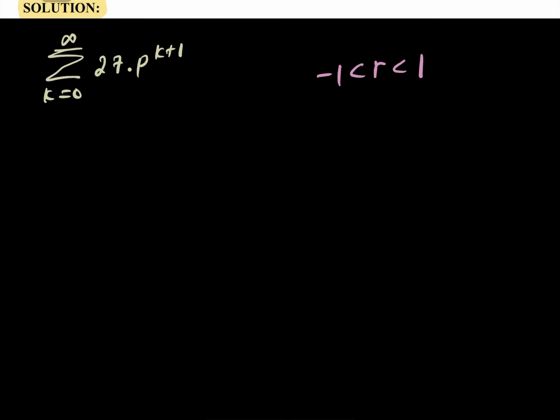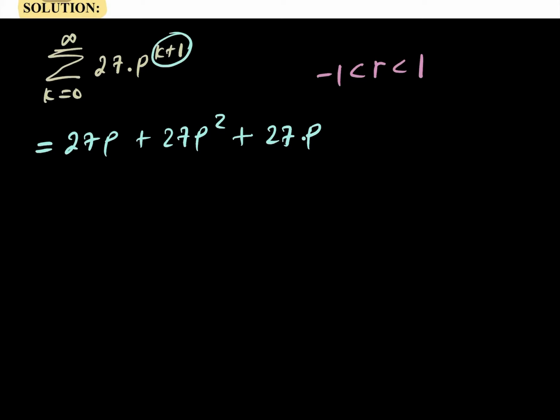The best way to treat the sigma notation is to expand the first three terms of that sum. We start from k equals 0, so in the position of k we put 0. It's going to be 27 multiplied by p. If I put 1 in the position of k, I get 27 multiplied by p squared. I can also get the third term: putting 2 where there is k, you get 27 multiplied by p cubed. This continues because the number of terms is infinite.